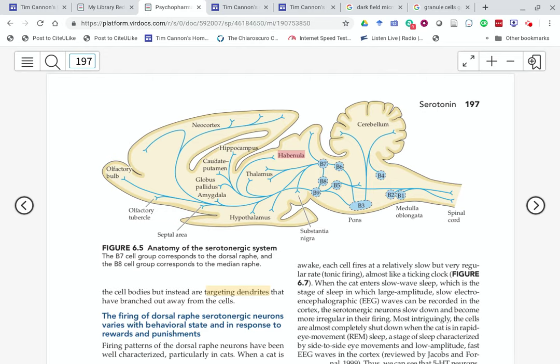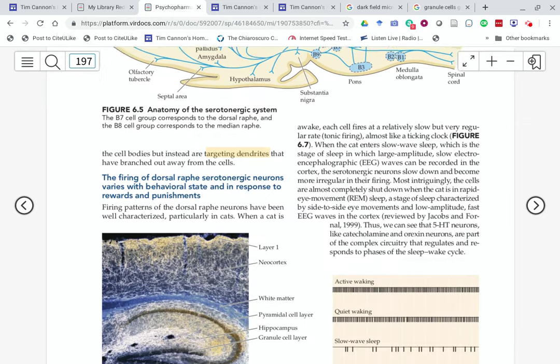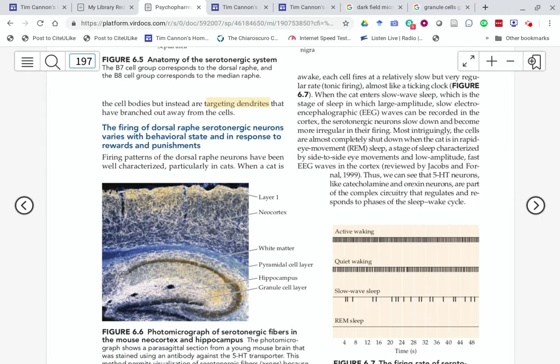There's hippocampus, caudate putamen, globus pallidus, amygdala or amygdaloid complex, septal area. Boy, I never would have put that there. Olfactory bulb, neocortex, which you would call the cerebral cortex, particularly lamina 1, cerebellum, geez, everything. And notice the projections to the spinal cord. Raphe magnus is going to be very important for that, and also for descending pain inhibition. And then there's a pretty long discussion. Okay, this has to be dark field again.